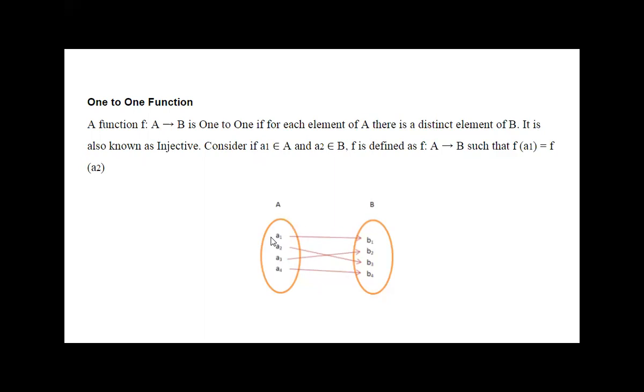One-to-one function means what? One element from this set and one element from this set. One element from A is A1 and one from B is B1. Then A1 and B1 are connected to each other. It is said to be a function.